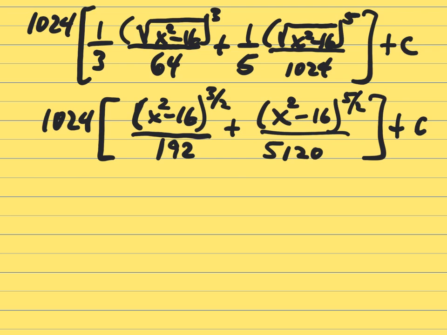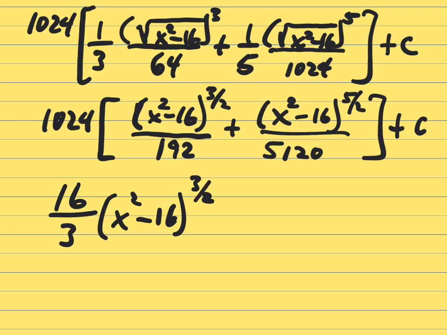Distributing the 1024 and simplifying the fraction, we will get 16 thirds. That'll be 1024 over 192 reduced. And 1024 over 5120 reduced will give us 1/5.